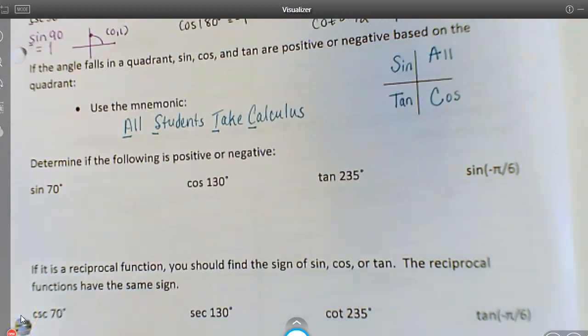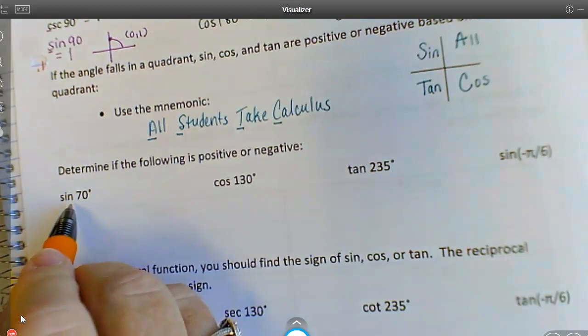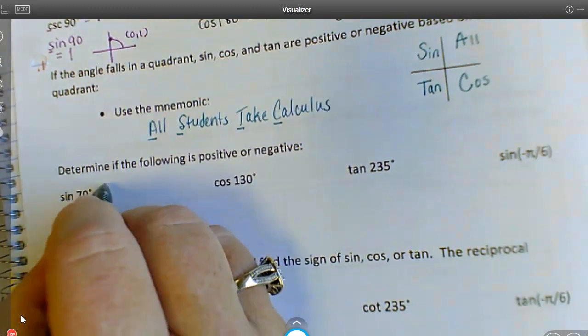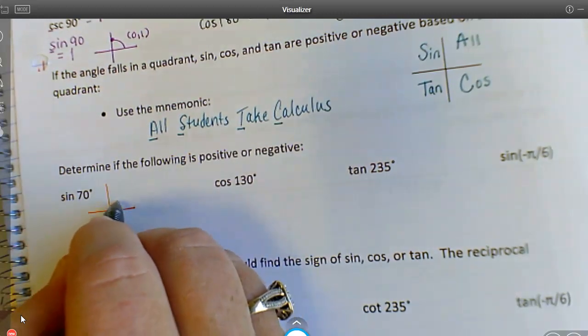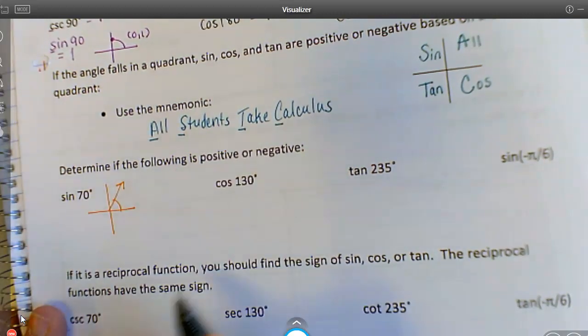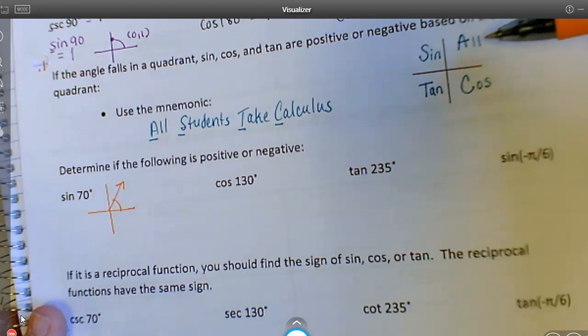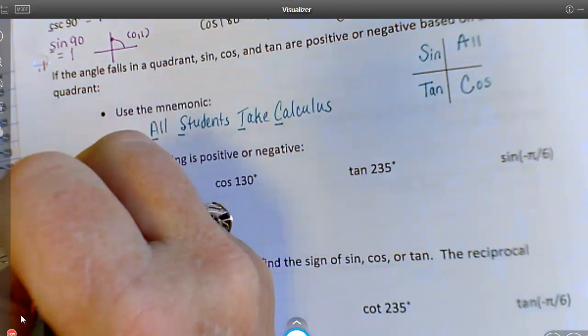So before we actually find out what the answers are, let's just figure out if they're positive or negative. This says sine of 70. So here's our thing. We know 70 is in the first quadrant. All are positive in the first quadrant. So sine is positive.